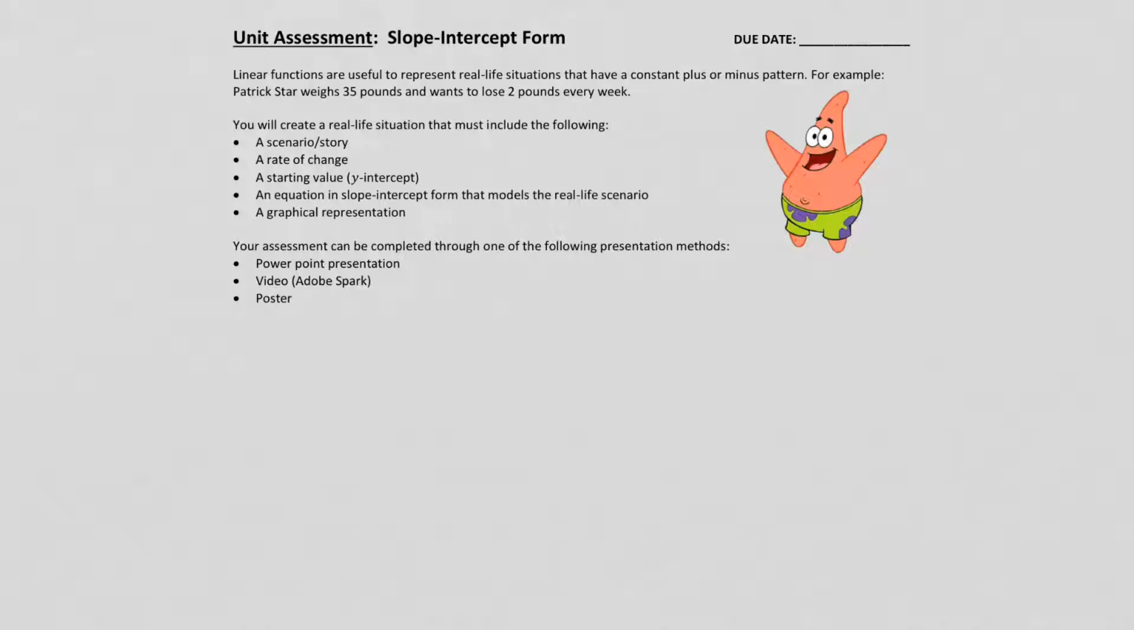So what you're going to be doing with a partner is you will create a real-life situation that must include the following: a scenario, which is a story, a rate of change, which is your slope, a starting value, which is going to be your y-intercept, an equation in slope-intercept form that models the real-life scenario, and a graphical representation. Your assessment can be completed through the following presentation methods. So you can do a PowerPoint presentation, a video, or a poster. So we're going to be working with this in class.